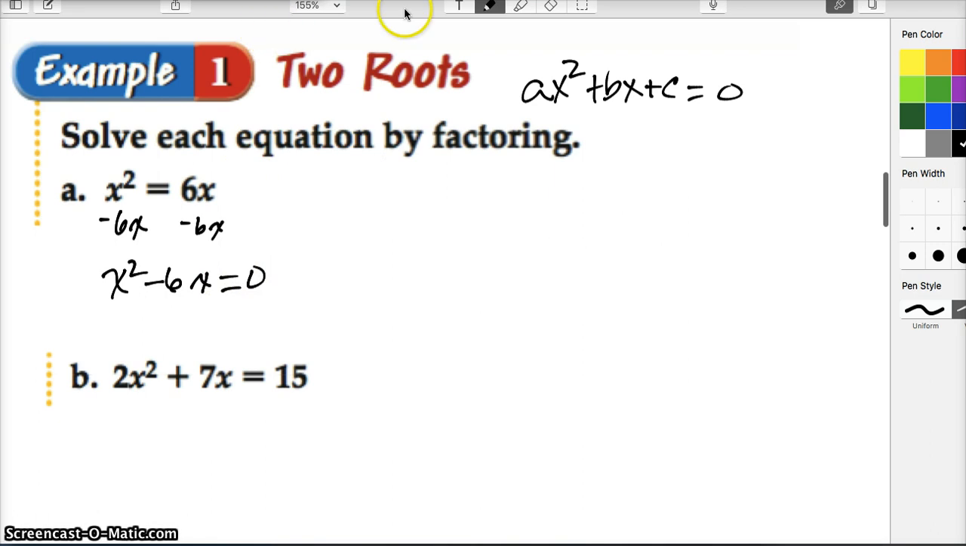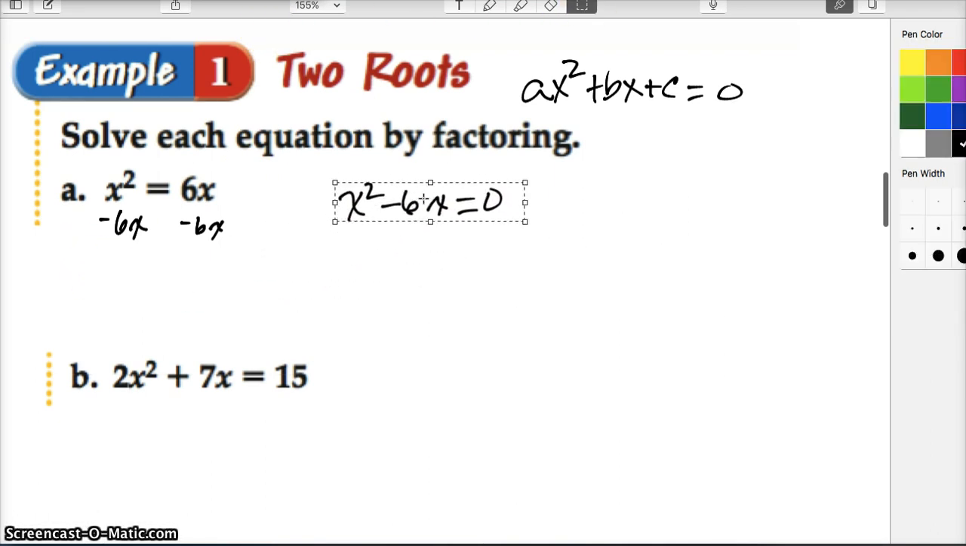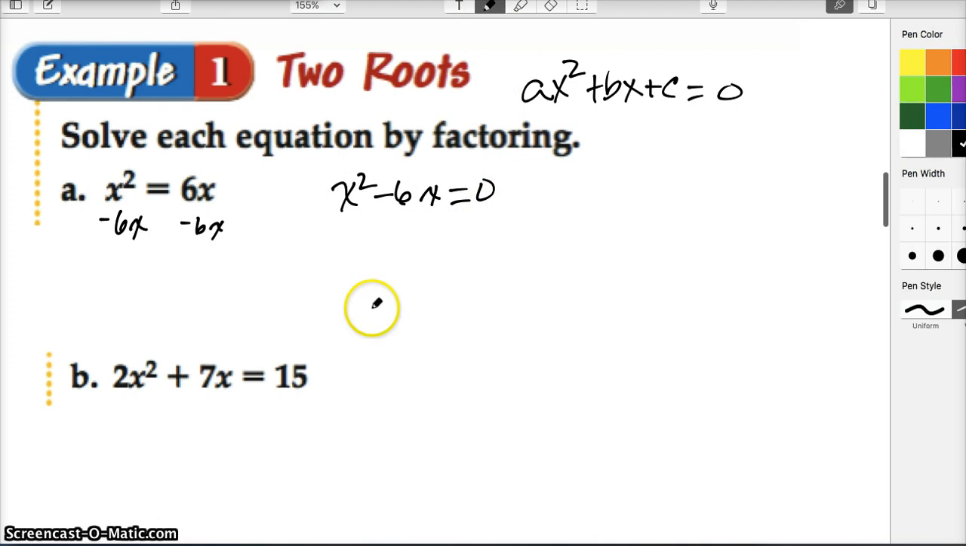The next thing I'm going to do is simply factor. So I have to ask myself, how can I factor this left side of the equation? I'm going to factor out an x. Remember, taking out or factoring out the greatest common factor, which is x, so that I'm left with x times the quantity of x minus 6 is equal to 0.